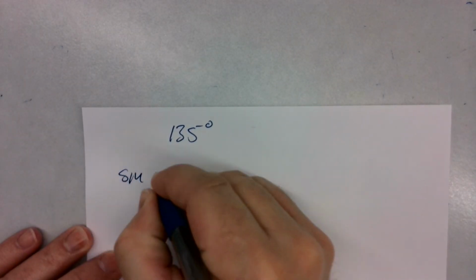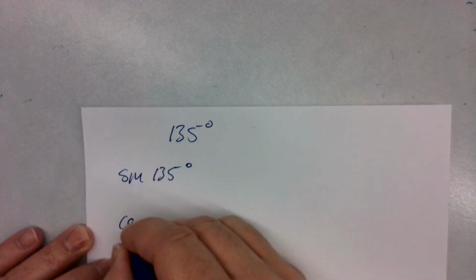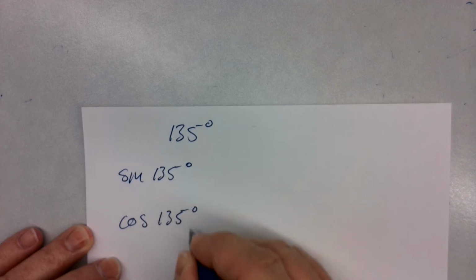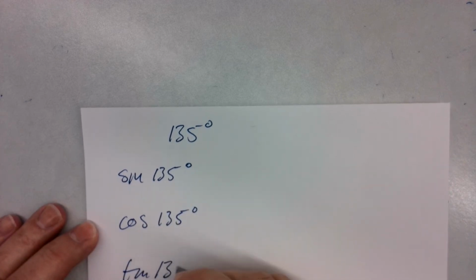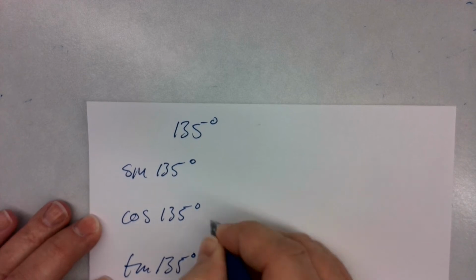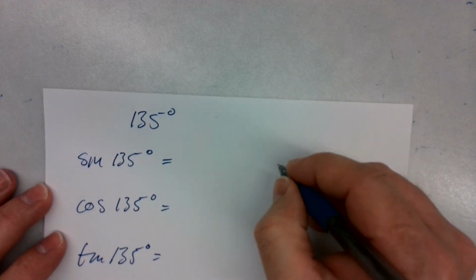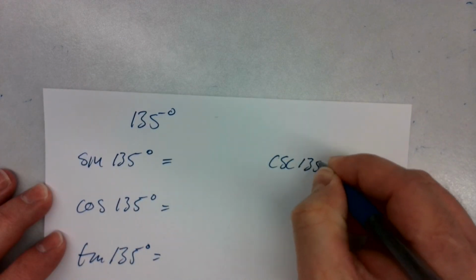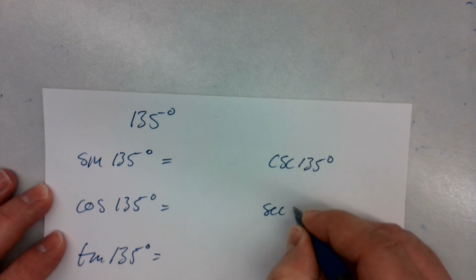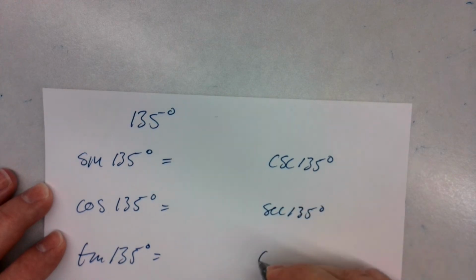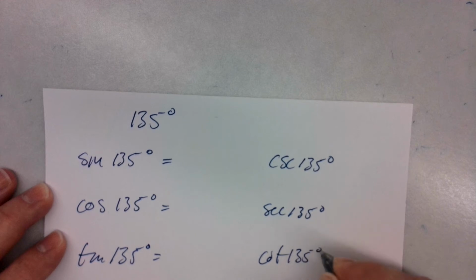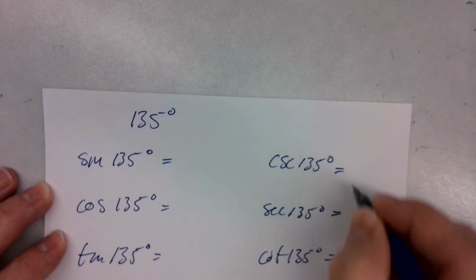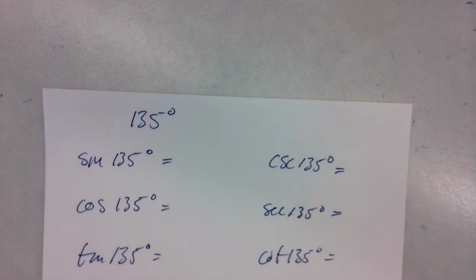And then they're going to want the sine of 135, the cosine of 135, the tangent of 135, and then the cosecant of 135, the secant of 135, and the cotangent of 135. Now, all I've got to do is take my unit circle right here and figure that out.